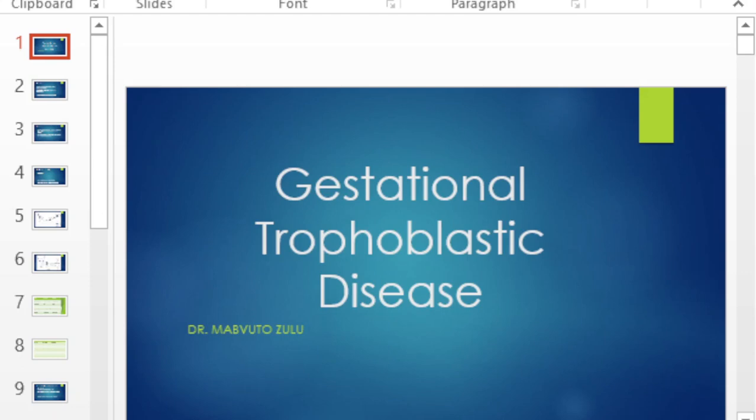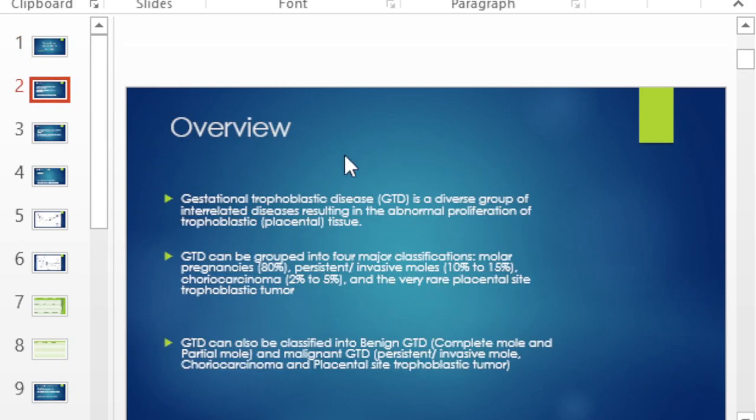Hello, today we'll be discussing gestational trophoblastic disease, a group of diseases that come about because of abnormal proliferation of the placental tissue. These gestational trophoblastic diseases can be classified into four major categories. We have the molar pregnancies, which are the majority that we see, 80%. We have the persistent or the invasive moles, the choriocarcinoma, and the placental site trophoblastic tumor. The placental site trophoblastic tumor is quite rare.